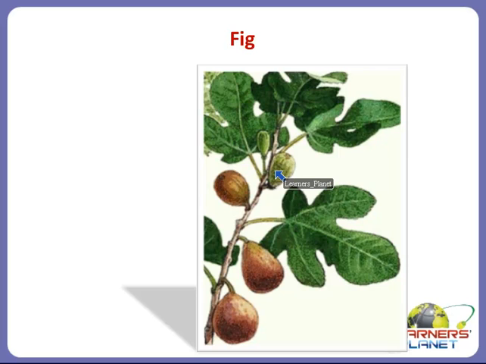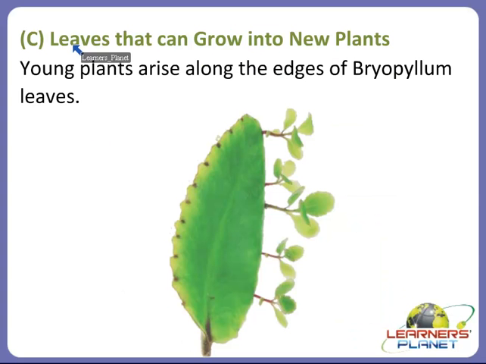We also discussed the other parts of the plant, that is roots and stems, and now we are going to discuss one more important part of a plant, which is also called the kitchen of plants, which prepares food for the plants, right? So let's study that other part of a plant in detail. What is it? It is the leaves that can grow into new plants.